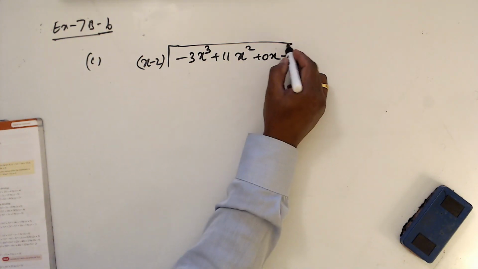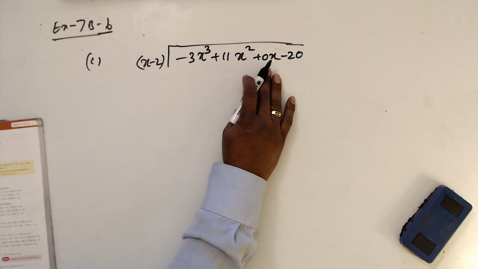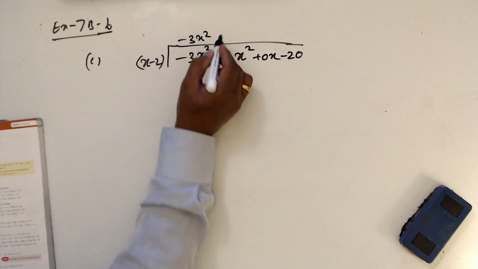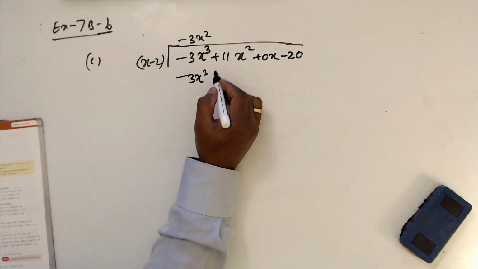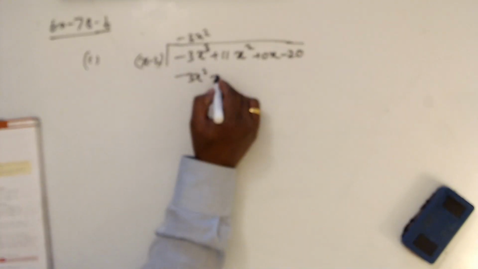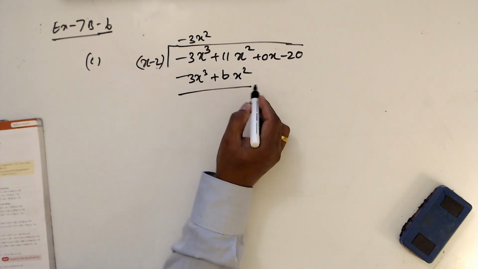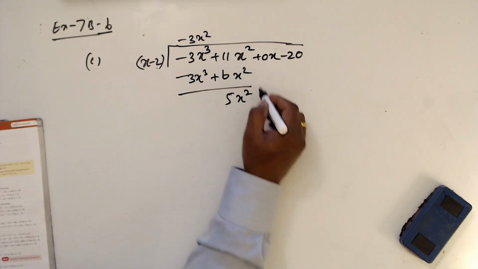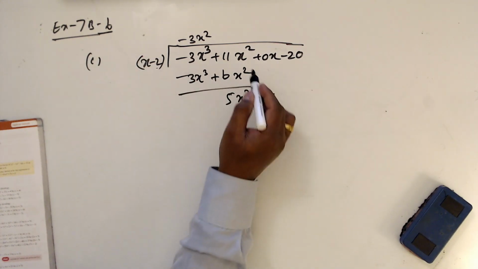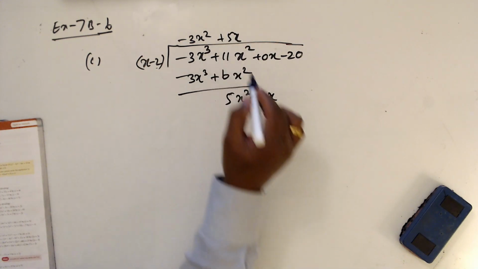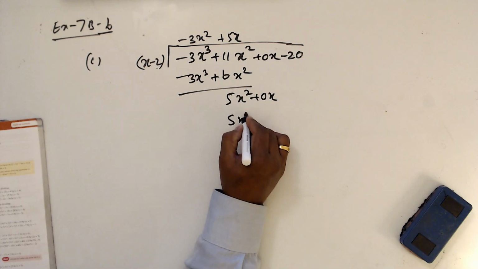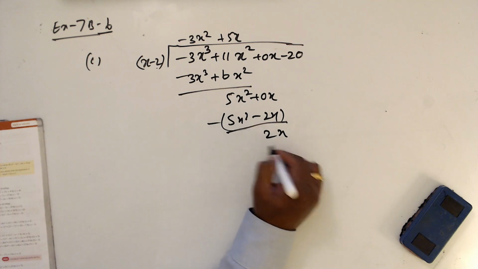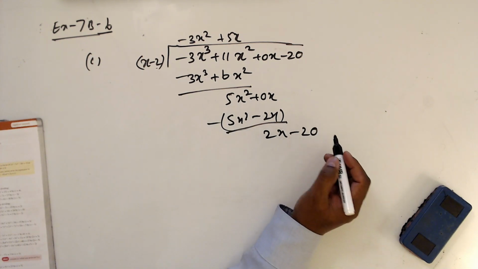So now you can see that I already introduced this one, 0x is fine to work. Now this is going to be minus 3x squared minus 3x cubed, and this is minus times minus plus 6x squared. This is going to be 11 minus 6, 5x squared. Bring this one down, 0x, and then this is going to be 5x, and this is going to be 5x squared minus 2x.